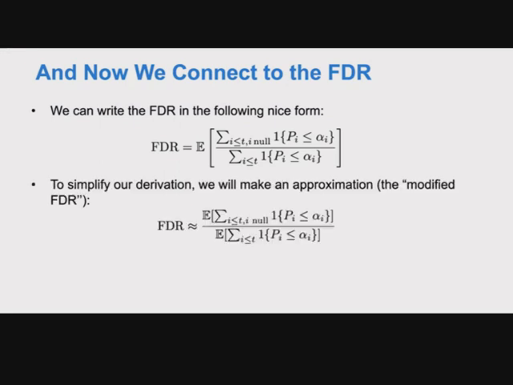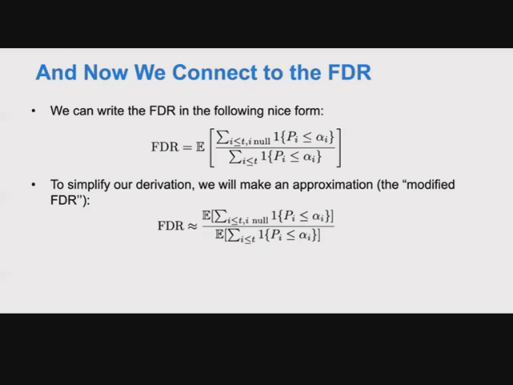Now here's the part where we're going to sort of simplify our lives. The FDR, as you can see at the top of the page, is the expected value of a ratio. The real analysis that goes on in these papers that we're referring to really analyzes the FDR. It's a little more challenging, and there's a simpler analysis for something called the modified FDR.